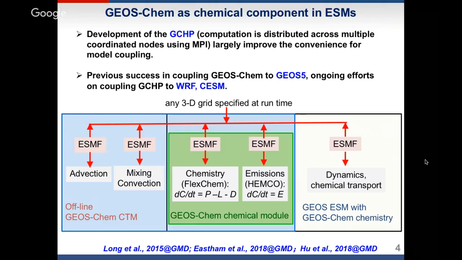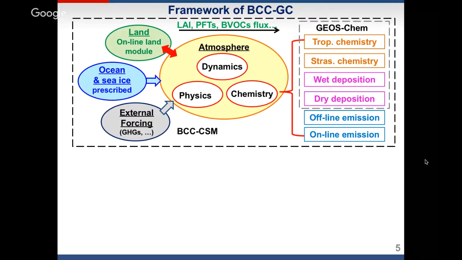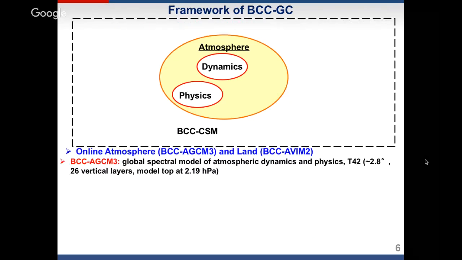With all this previous effort, I would like to introduce a framework of BCC GeoSchem. We start from the atmospheric model, which is the third generation of BCC AGCM. So it is a global spectral climate model. And this model will use a relatively coarse resolution of about 2.8 degrees horizontally and with 26 vertical layers.